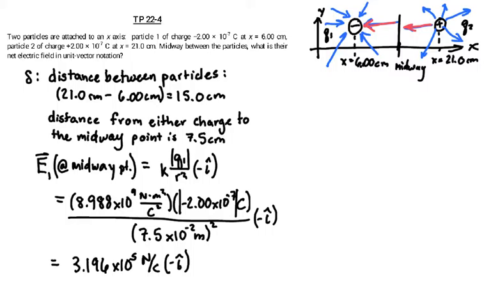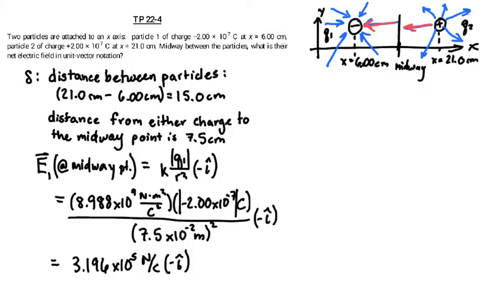All right, from there we put in our Coulomb's constant times our absolute value of the charge. Notice that I'm back into proper SI units, so not microcoulombs, but times 10 to the negative 7 coulombs. And I've also converted my 7.5 centimeters into meters. So I have times 10 to the negative 2 meters. And that all squared. And I get, as a result, 3.196 times 10 to the 5 newtons per coulomb in the negative I hat direction.